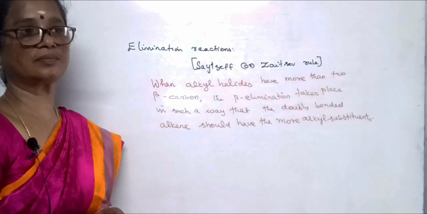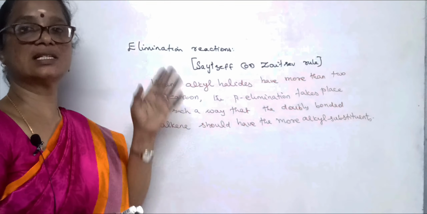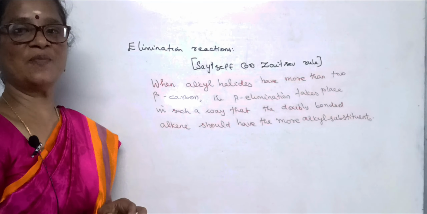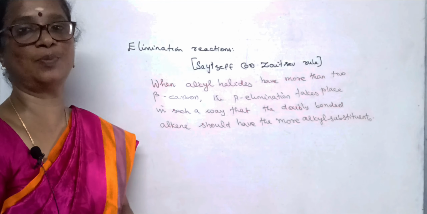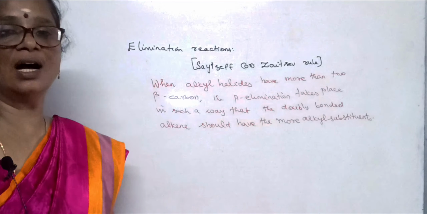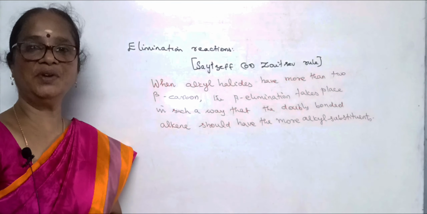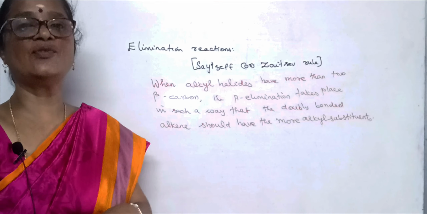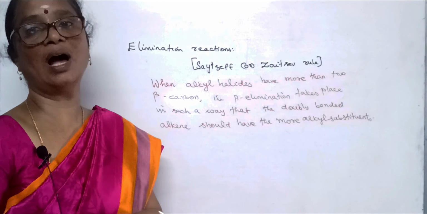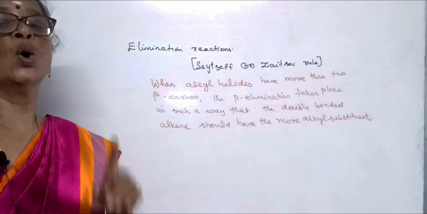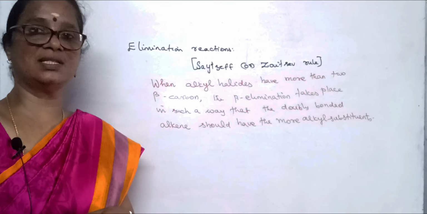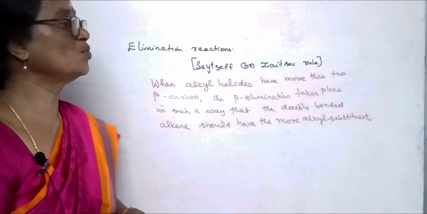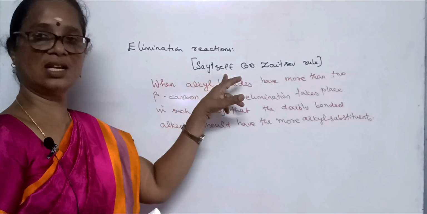Elimination reactions. In the last session we discussed the elimination reaction where we found only one beta carbon from which dehydrohalogenation takes place. Suppose we have an alkyl halide having more than one beta carbon, then there would be formation of two different dehydrohalogenated products, but one of which is said to be the major and the other the minor. How is it decided? This is decided according to Zaitsev's rule.